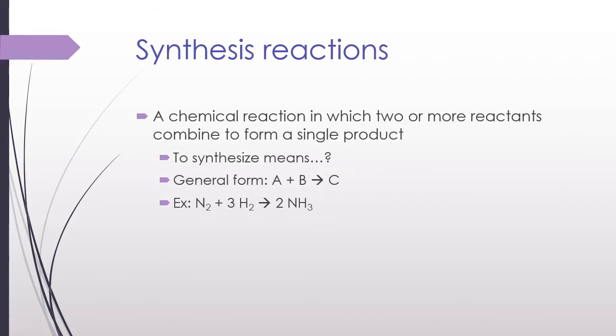Our first category is synthesis reactions. This is a chemical reaction in which 2 or more reactants combine to form a single product. The way to remember this is that the word synthesize means to create. The general idea is you are creating a single product from usually its constituent elements, although occasionally it might be from other compounds. This has a very general form of something, let's call it A, plus something else, let's call it B, yields a product, let's call it C.